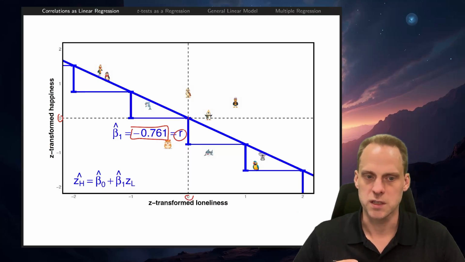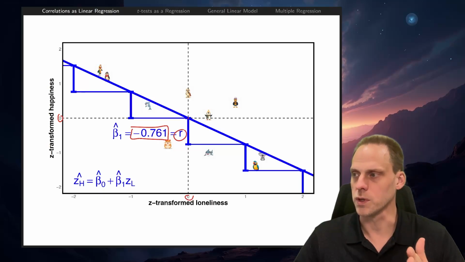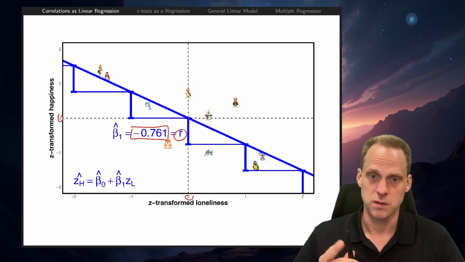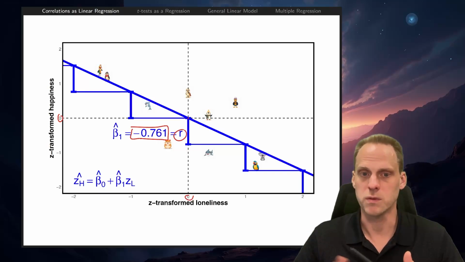And the standardized regression coefficient is something that we can interpret. For one predictor, it's a correlation. For multiple predictors, no longer correlation, but it's still between 0 and 1.